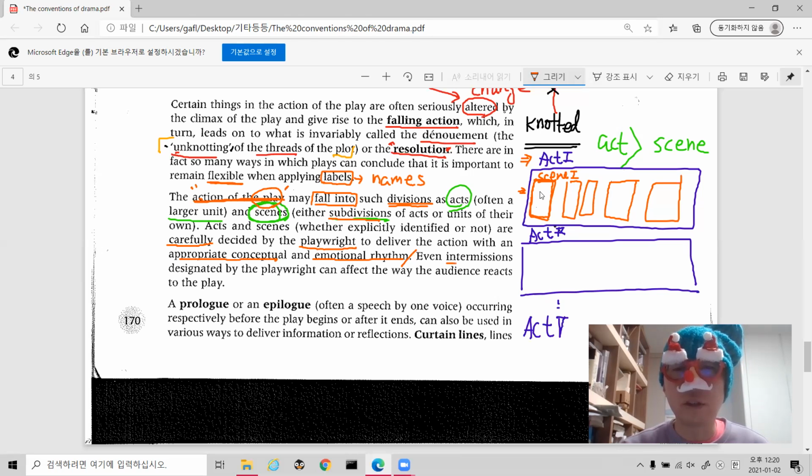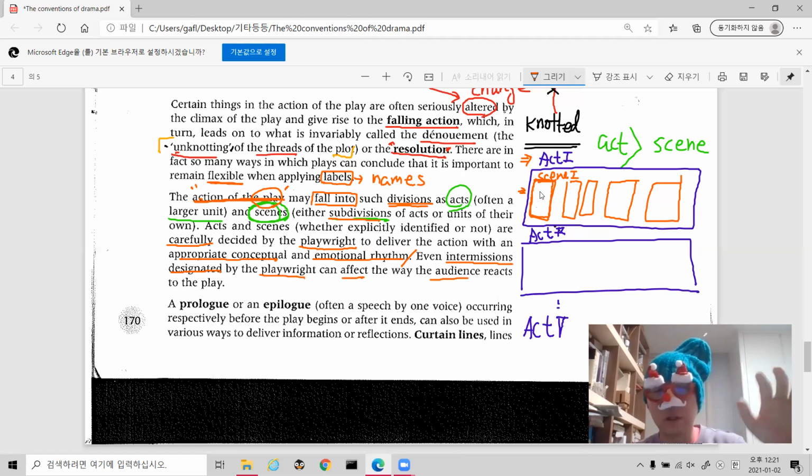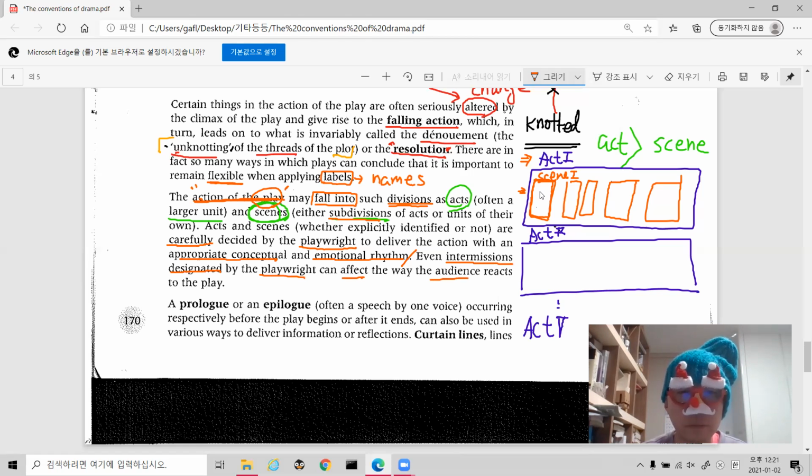So intermission is a break time, right? When you go to watch a drama or a musical in the theater, you have a break time in between, right? So that's called intermission. Even this intermission time is designed by the playwright, and it can affect how the audience reacts to your play, depending on where you put the intermission. So they carefully design this time.